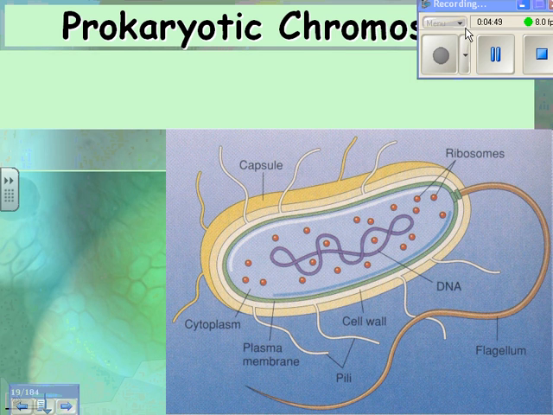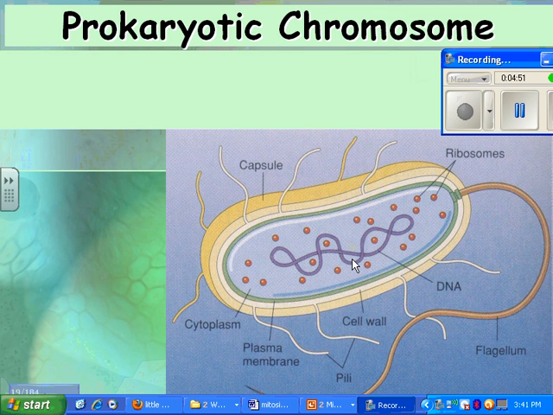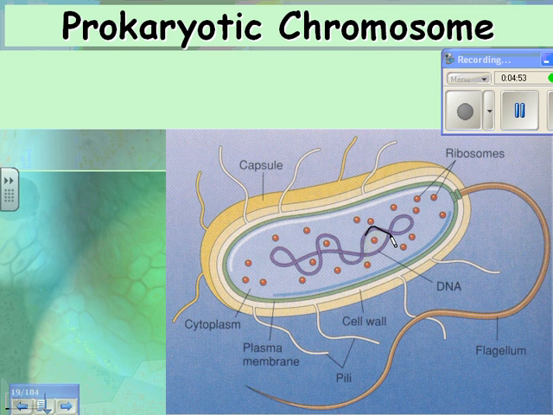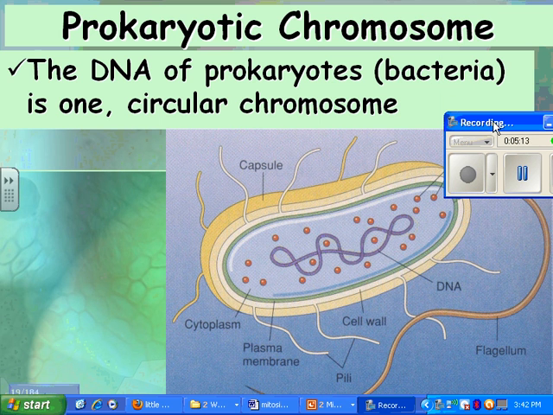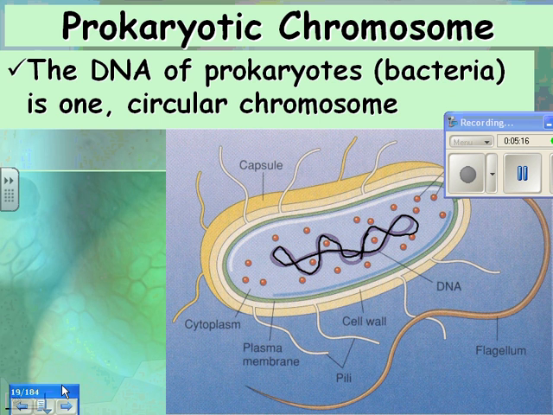So here's a prokaryotic chromosome, and you can see, let's say we start it here and draw a path. It's a circle. It doesn't really have one start and one stop. Cool, huh? So remember, a bacterium has a DNA, a chromosome, and it has some ribosomes. It's got a cell membrane and it's got a cell wall, and that's kind of all there is to it. So the DNA of prokaryotes, meaning bacteria, is one circular chromosome.